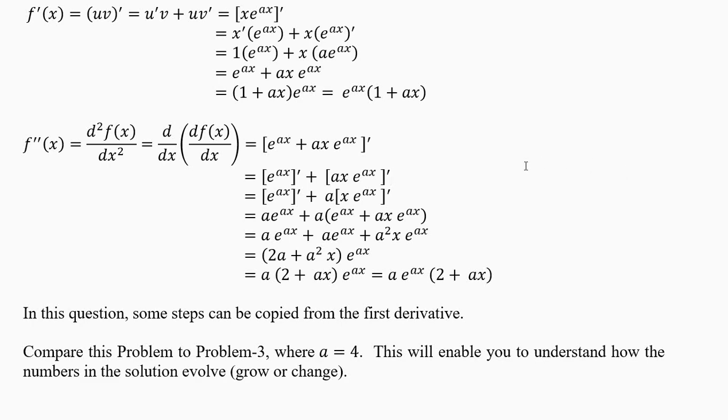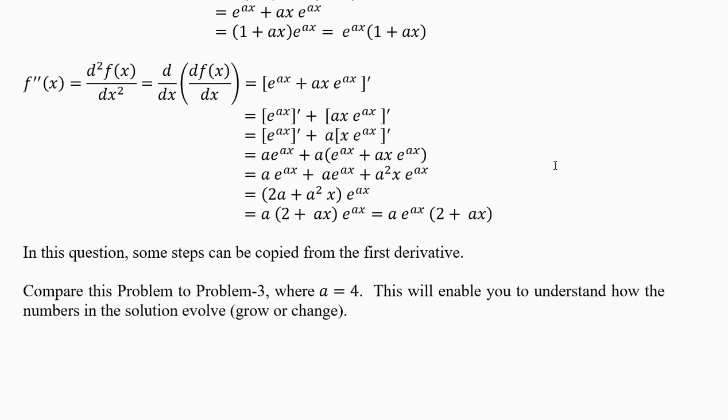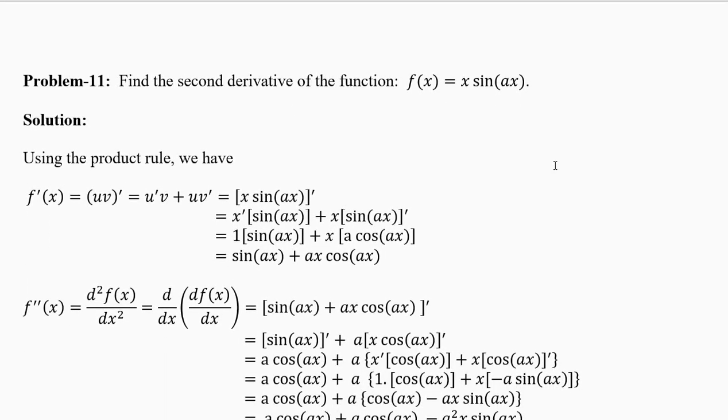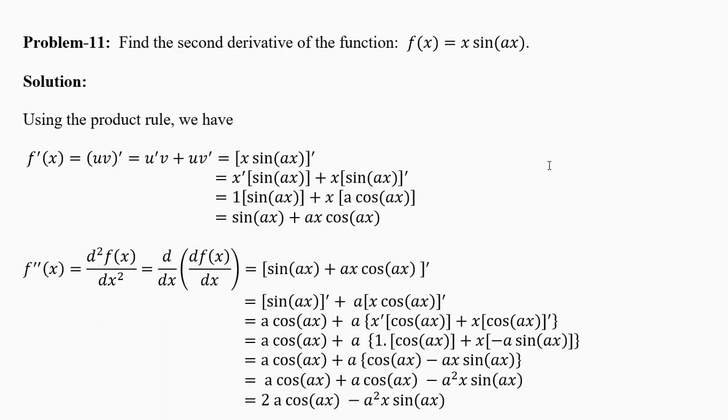The a becomes 2a plus a square into x. This is very important for you to know how the movement of a is happening. We'll do one more question like this, then stop. Find the second derivative of f of x equal to x sine ax. Now your first function is x, second function is sine ax. A can be any real number.